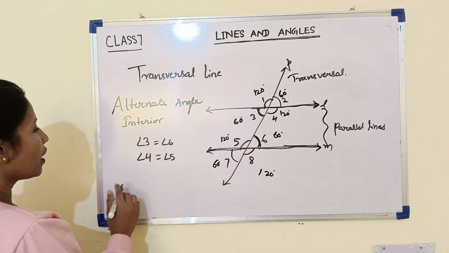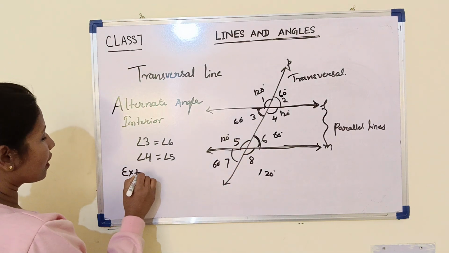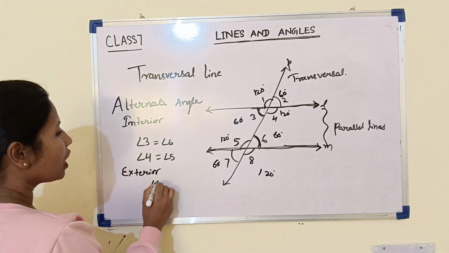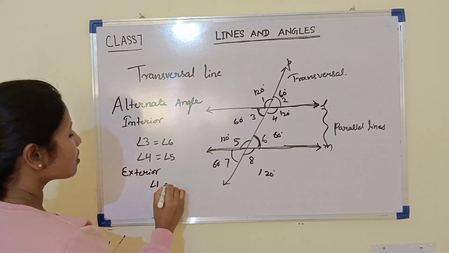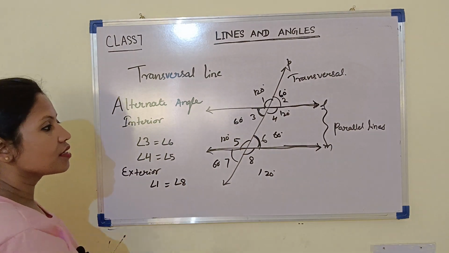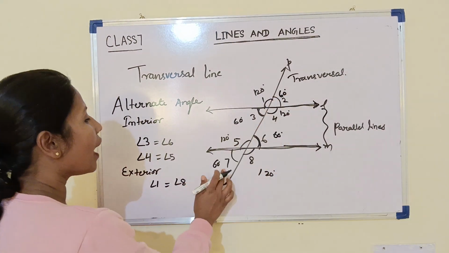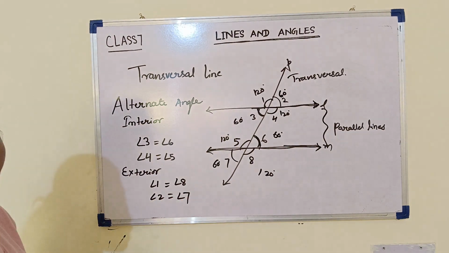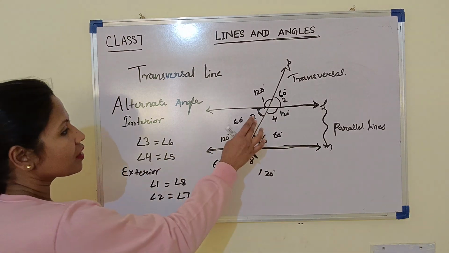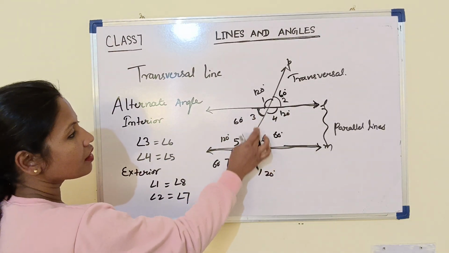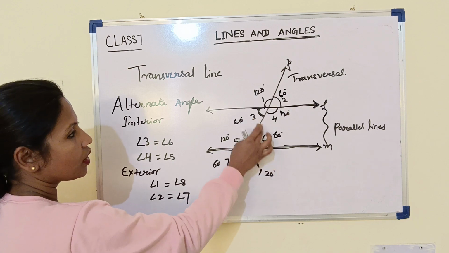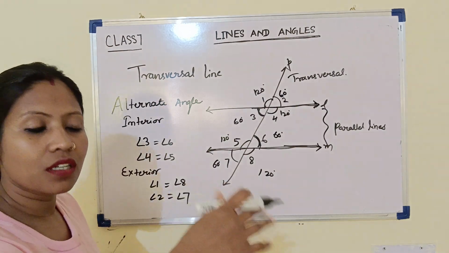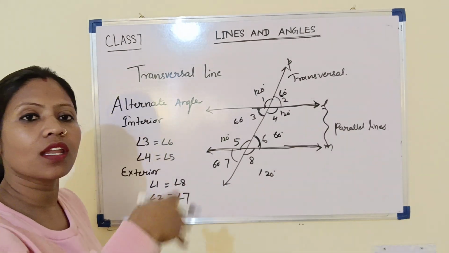Okay. And then we have an exterior alternate angle. Angle 1 and angle 8 are alternate to each other and these are equal. Then angle 2 and angle 7 is the exterior alternate angle pair. So you can see this 3 and 6 is alternate, not this one. You have to take the alternate one. Alternate is what? You have to skip one and then take the next.